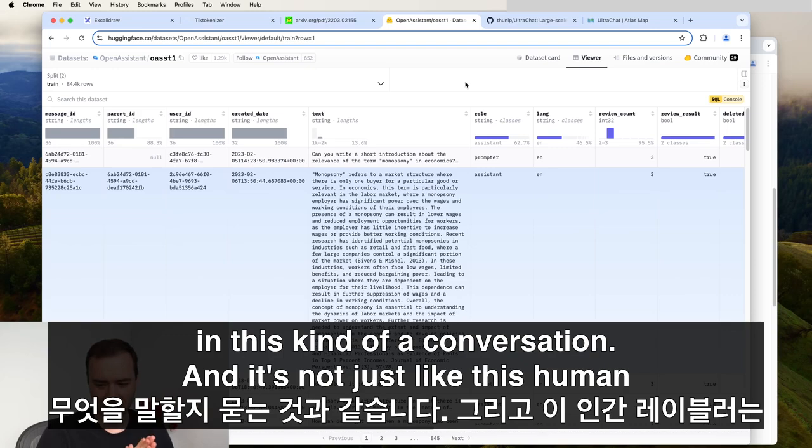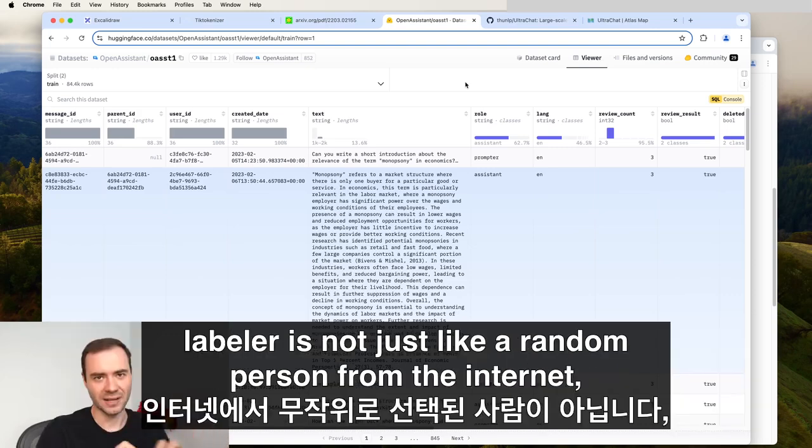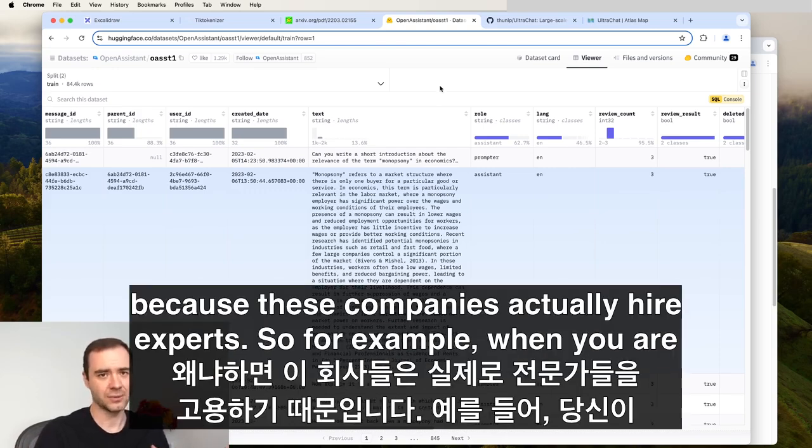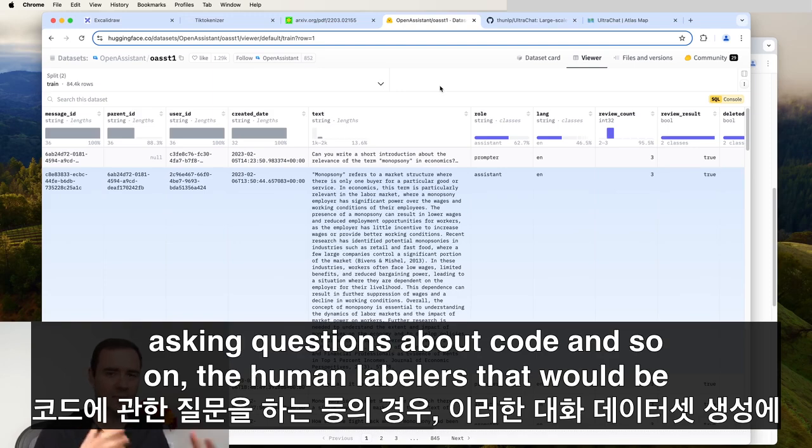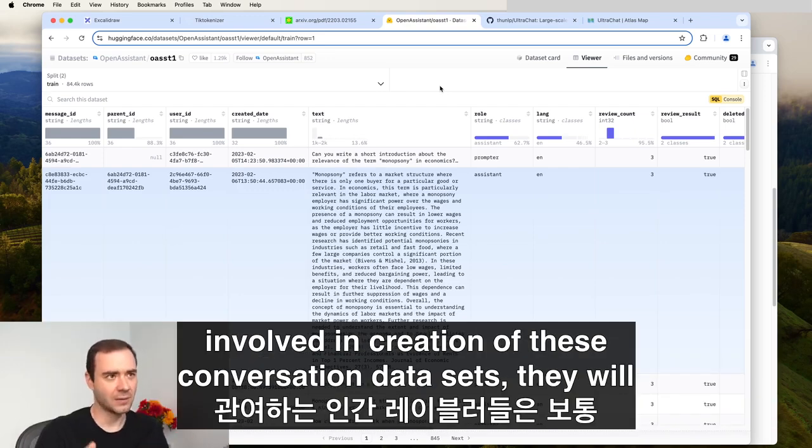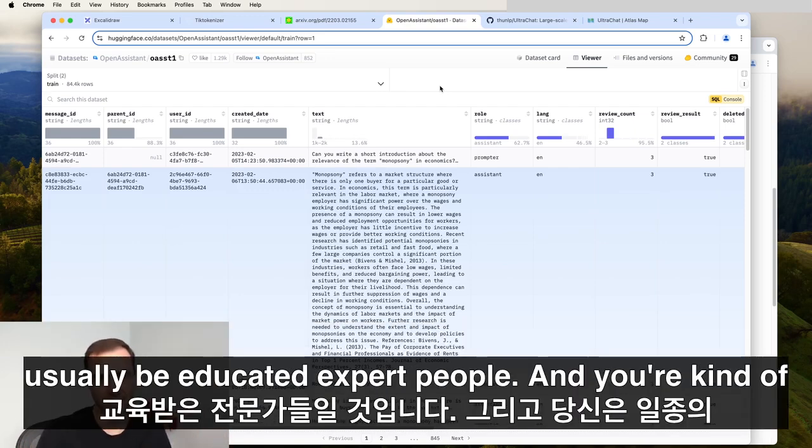And this human labeler is not just a random person from the internet, because these companies actually hire experts. So for example, when you are asking questions about code and so on, the human labelers involved in the creation of these conversation datasets will usually be educated, expert people.